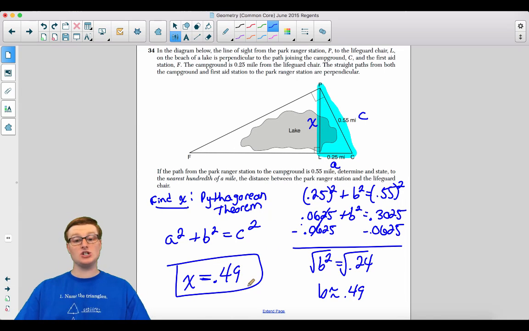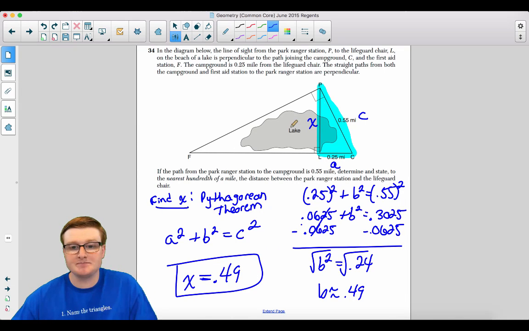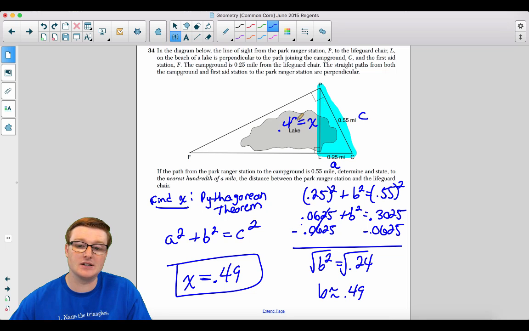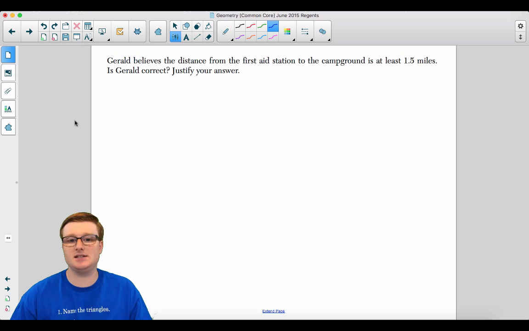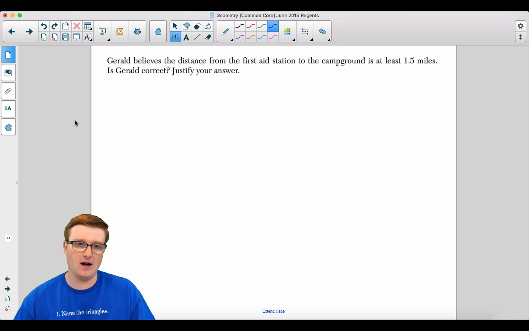Now, what's nice about this question is we're going to need that down the road because there's a follow-up question. And it says, Gerald believes the distance from the first aid station to the campground is at least 1.5 miles. Is Gerald correct? Justify your answer.